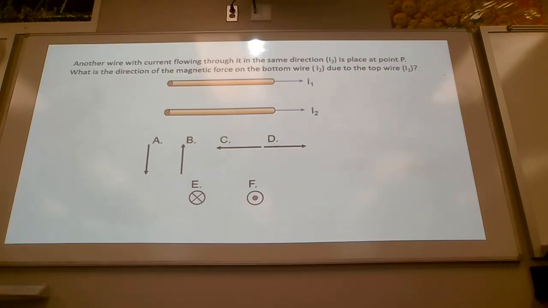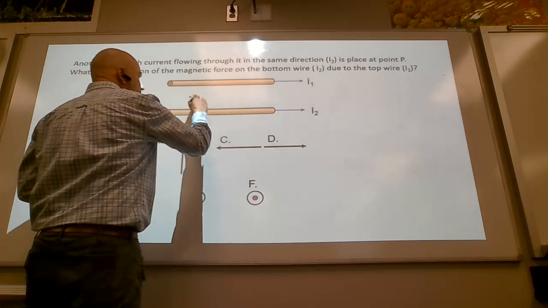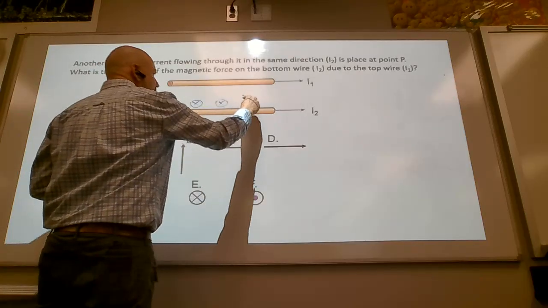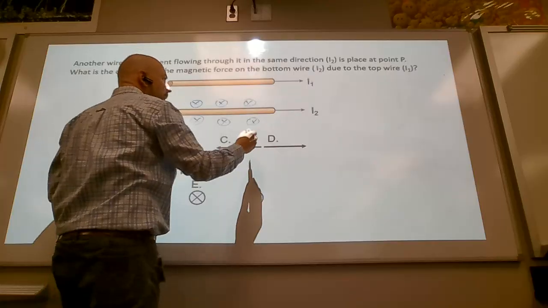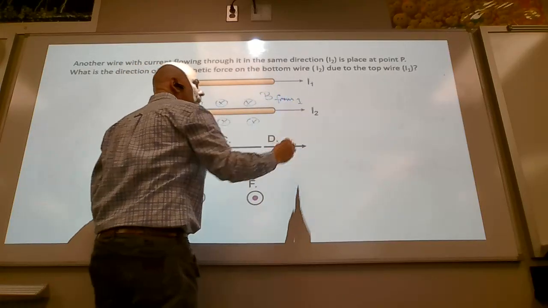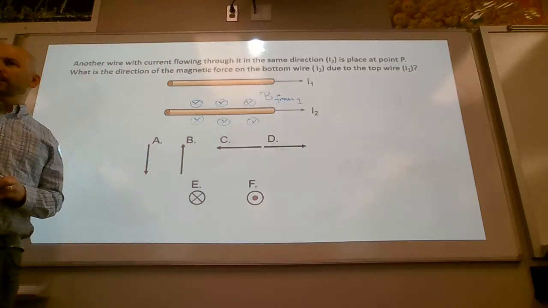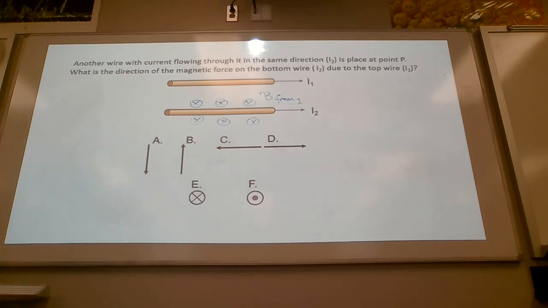Okay, just so we're all on the same page, like the last question, you said it's going into the page. Yes, this is created by wire 1. It's the magnetic field that wire 1 created. Which way is wire 2 going to be forced because it's in that magnetic field that's created by wire 1?